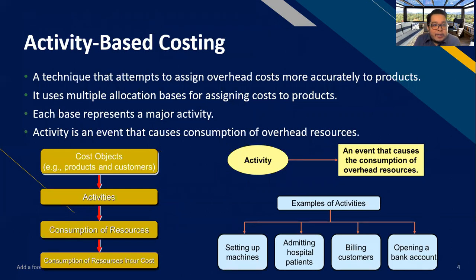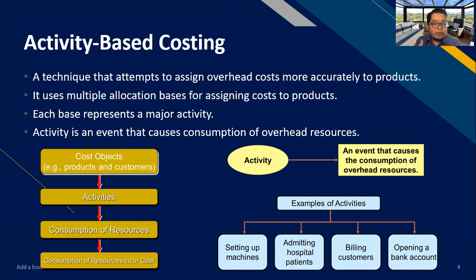Now we introduce ourselves to activity-based costing. So what's activity-based costing? It is a technique that attempts to assign overhead cost more accurately to products, and it accumulates costs on a per activity basis. Each product will be monitored with respect to those activities, and therefore there will be multiple allocations for one product, depending on the driver per activity.